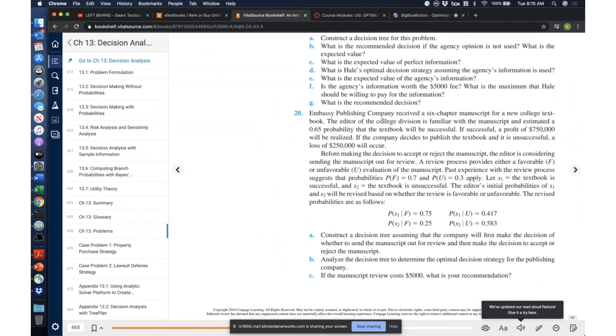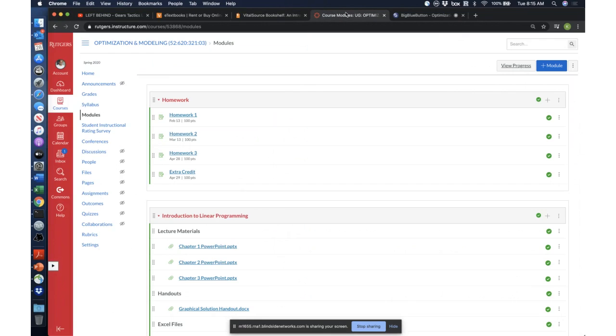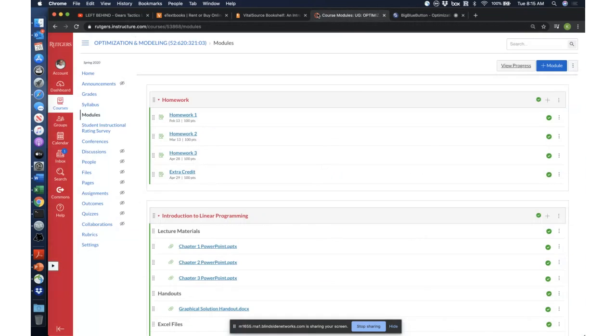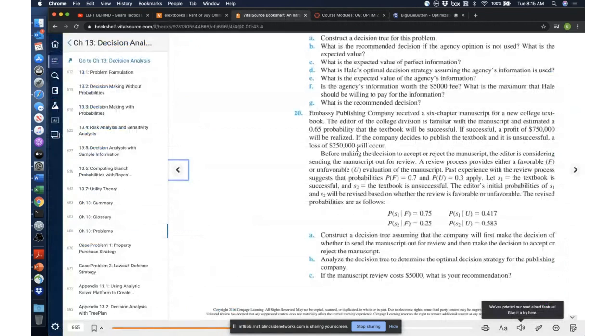So this is problem number 20 from the end of the chapter in the textbook. Again, if you have any questions, just pipe in at any point in time, either speak up or ask me, or type it up. So Embassy Publishing received a six-chapter manuscript for a new college textbook.